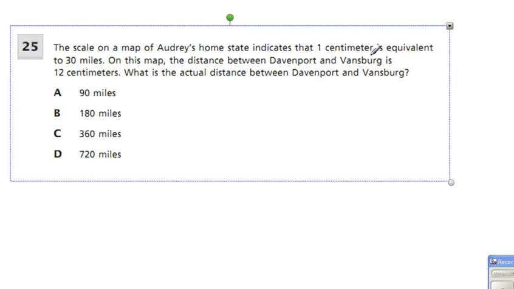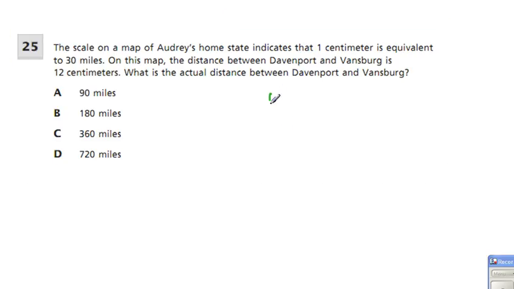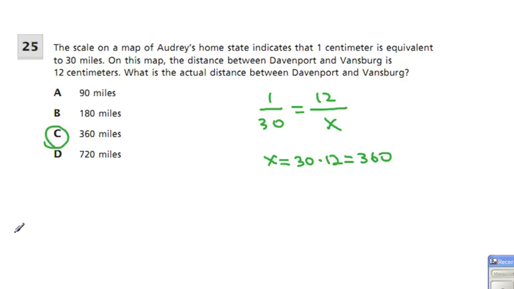Now, 1 centimeter is equivalent to 30 miles. But we realize that they're 12 centimeters. Basically, this is exactly the same question as the other one. They've been giving you the same questions over and over again, I guess. So we have 1 corresponding to 30 miles, and then 12 centimeters for x. So therefore, we're just going to cross multiply them. Then x will be equal to 30 times 12, which will be equal to 360 miles. Right here, choice C.